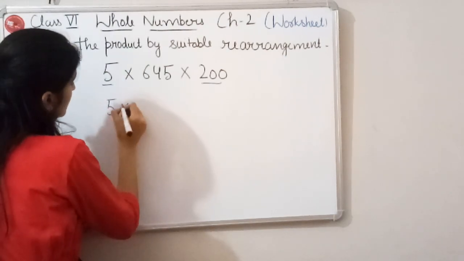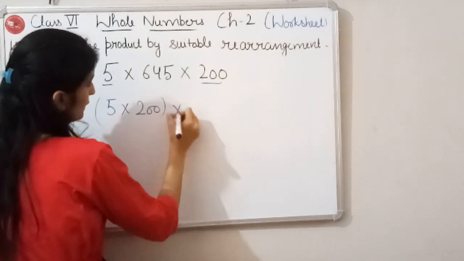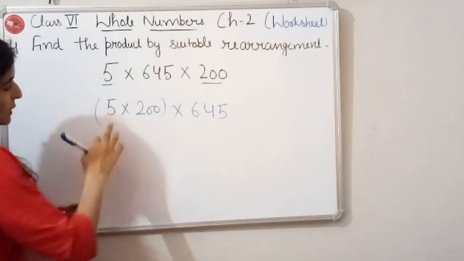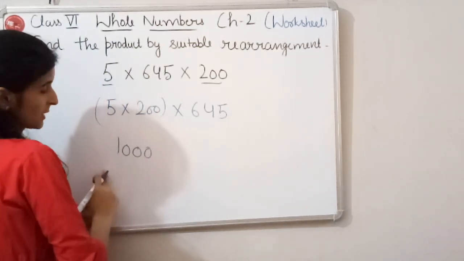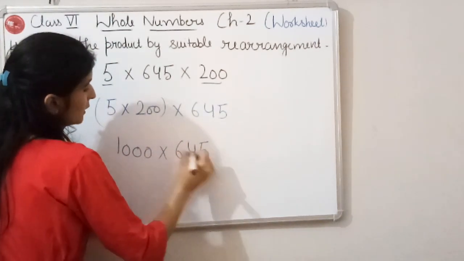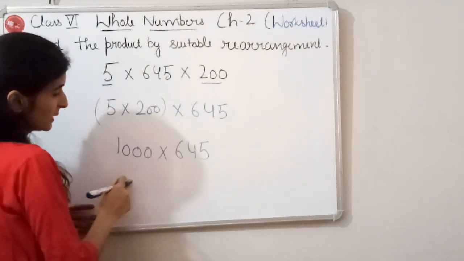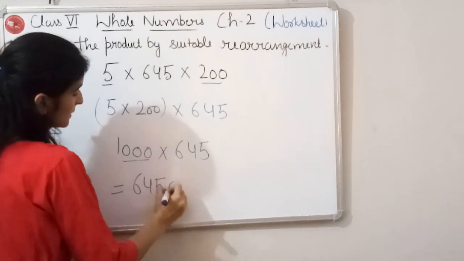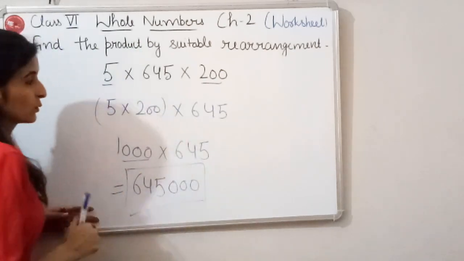So firstly we will make the group of these two numbers and then we will multiply that answer with the 645. So 5 2s are 10 and these two 0, 1000 has come. Now we will multiply 1000 by 645. So it is easy to multiply these two numbers. 645 multiplied by 1 is 645 and these 3 zeros. So this is our answer.